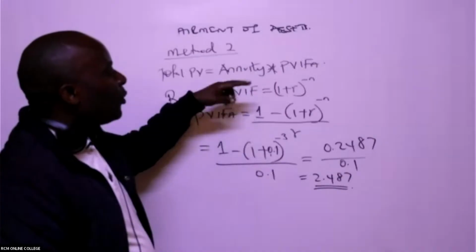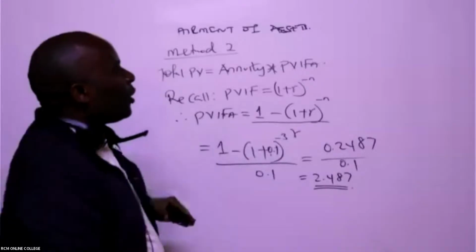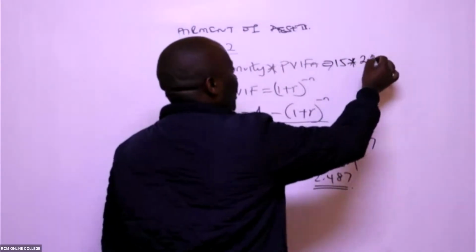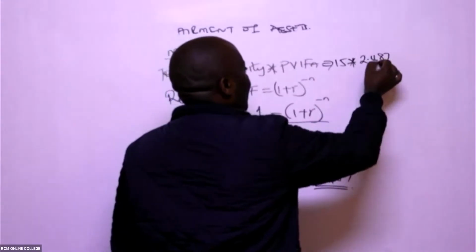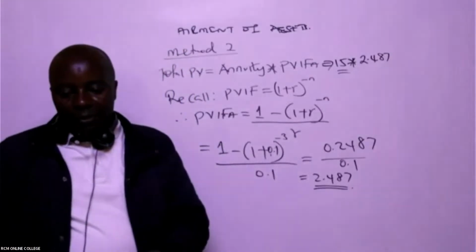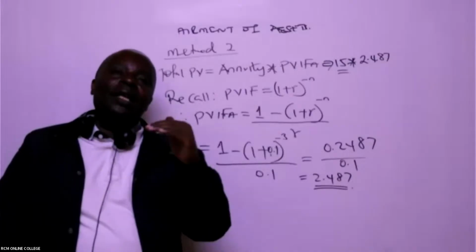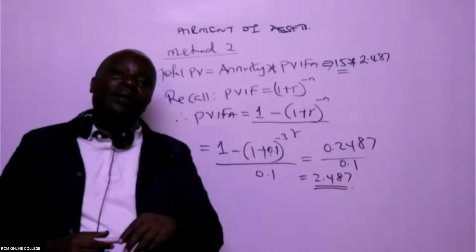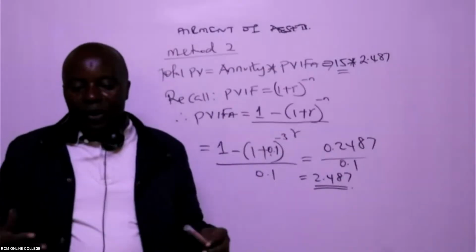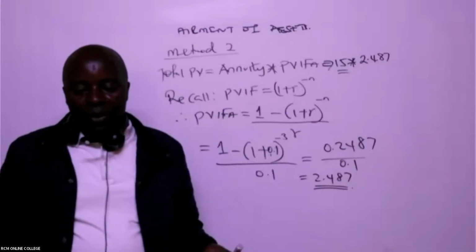And then I'll come back here. What was our annuity amount? It was 15. So you only pick one. The annuity amount here is 15 times the PVIFA of 2.487. So what figure will this give us? It will be exactly the same as the one we got up there, except for rounding off errors, which are very, very normal.